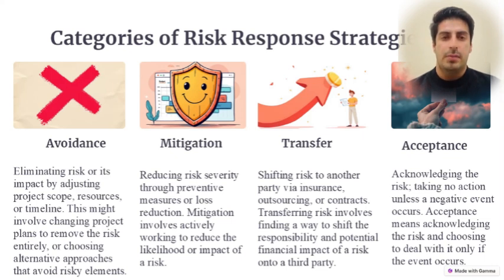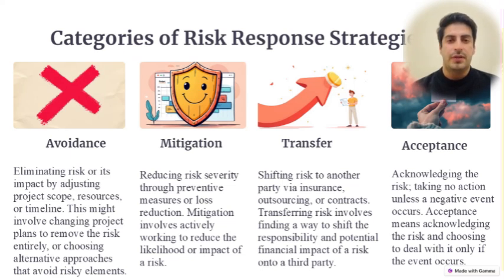Second one is risk mitigation, reducing risk severity through preventive measures or loss reduction. Mitigation involves actively working to reduce the likelihood or impact of a risk. Third one is risk transfer, which involves shifting the responsibility and financial burden of a risk to another party through mechanisms such as insurance, outsourcing, or contractual agreements.